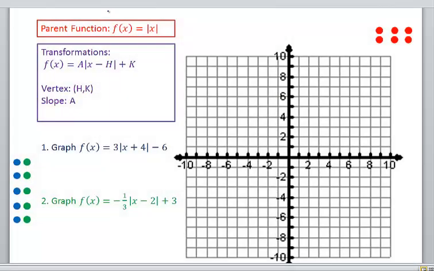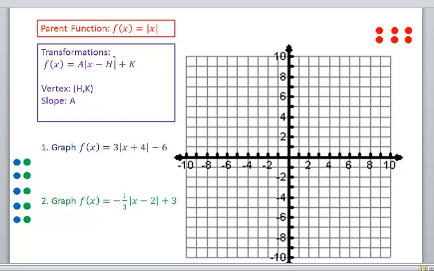In this lesson, we're going to take a look at transformations of absolute value functions. So our goal is to be able to graph an absolute value or a V-shaped graph without using a table. Our parent function you see here is going to be f of x equals just the absolute value of x.